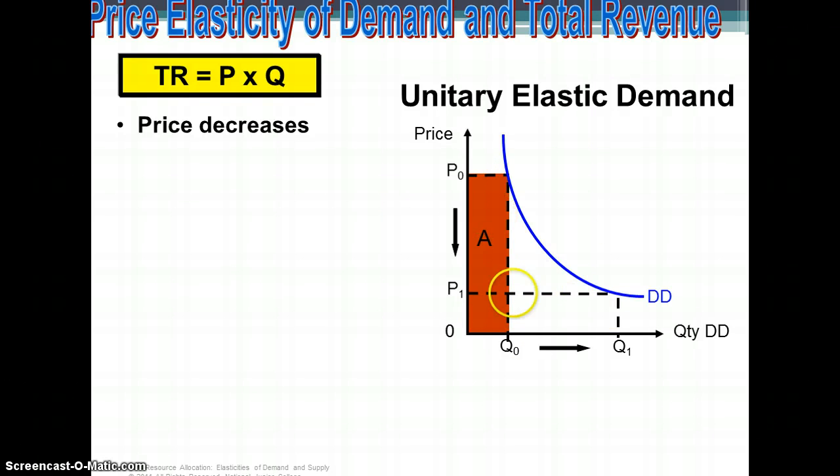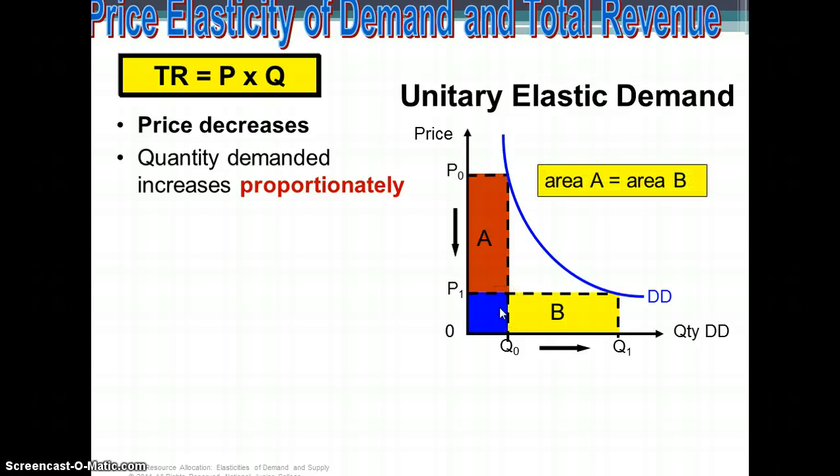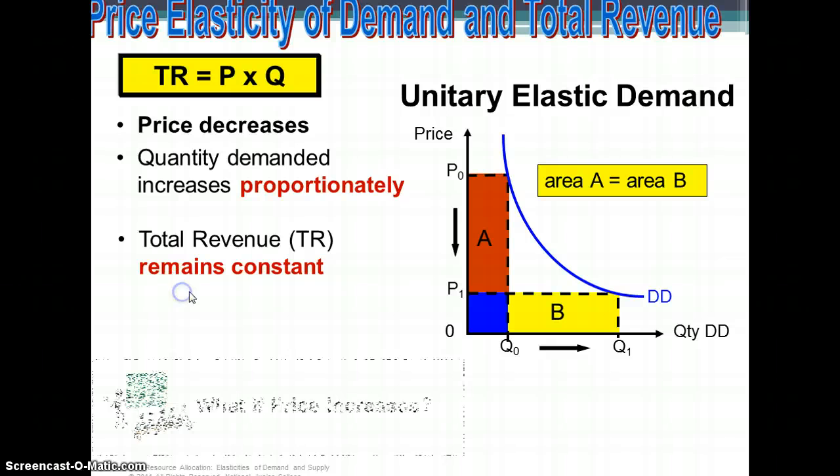the orange box here, area A, is the total revenue before the price decrease. The yellow box here is the new total revenue after the decrease in the price. So the blue area is what remains constant. Then as area A is equivalent to area B, there is no change in the total revenue. So the total revenue remains constant in this case.